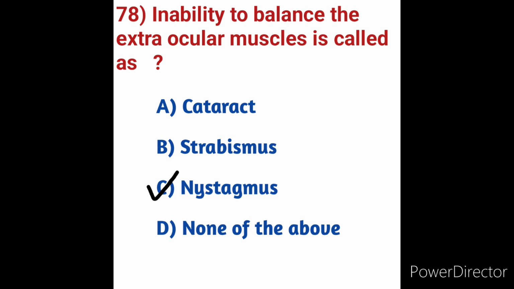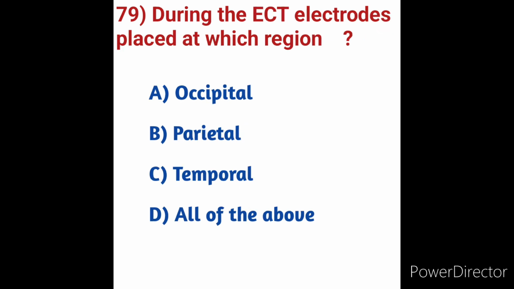Next we will move on to question number 79. During the ECT, electroconvulsive therapy, electrodes are placed at which region? We will see the options. Option A, occipital. Option B, parietal. Option C, temporal. Option D, all of the above.